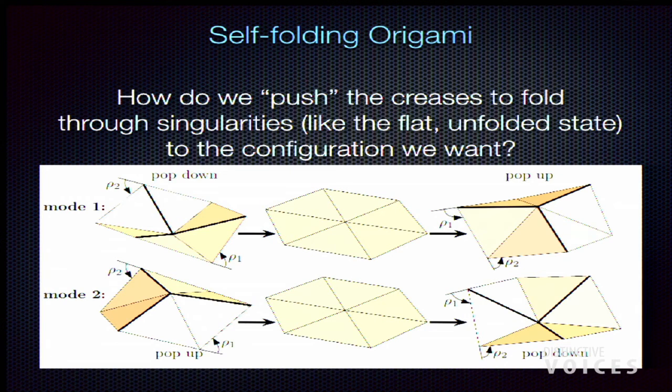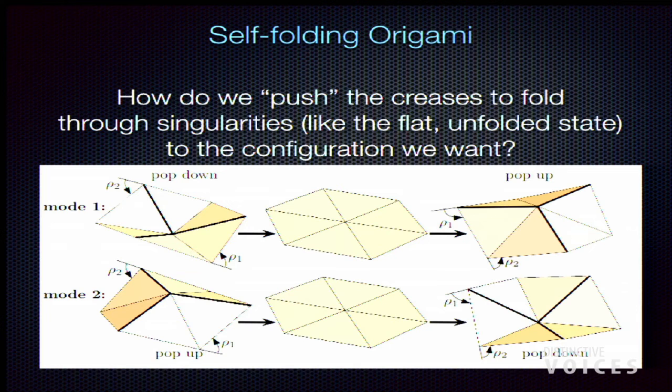We have all these mountain creases here, valley creases there. We want them to unfold to the flat state and then into this pop-up state. So here, this mountain crease is changing from mountain to flat to valley. And so imagine we want to make that self-fold for some reason. Okay? Well, the danger would be, instead of going along this path, what if we went that path instead?